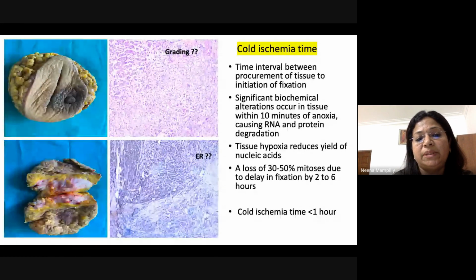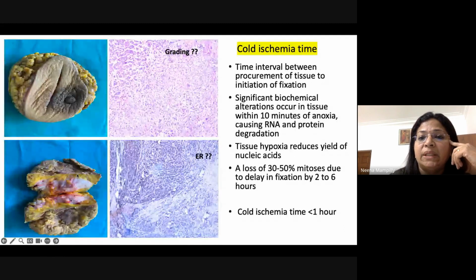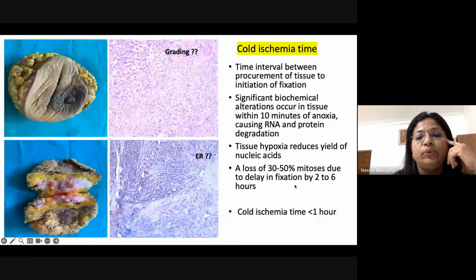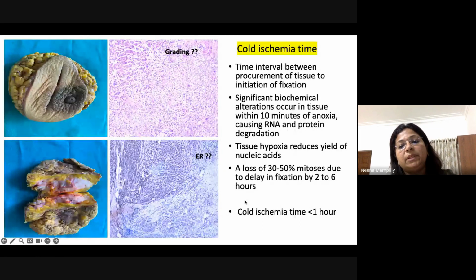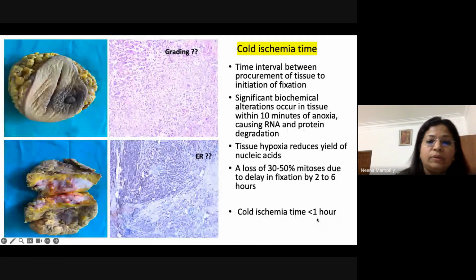When your specimens, especially these large specimens, whatever they may be, are coming from another far off institution, significant biochemical alterations occur in tissue within 10 minutes of anoxia, causing RNA and protein degradation. Obviously, tissue hypoxia reduces the yield of nucleic acids, and you have a loss of 30 to 50% mitosis due to delay in fixation by 2 to 6 hours. We have to keep the cold ischemia time to less than 1 hour. So this challenge is for major specimens.